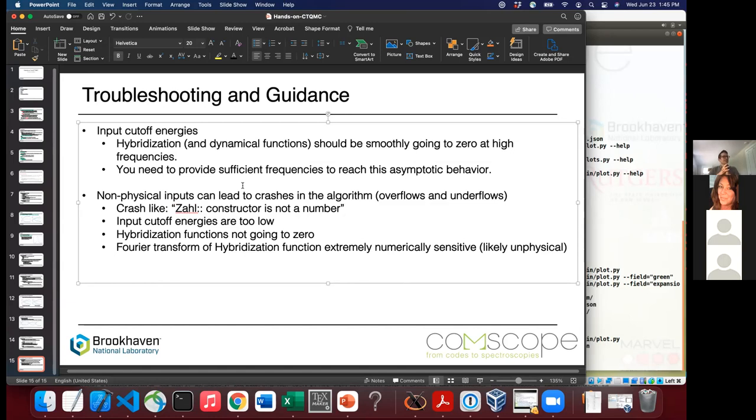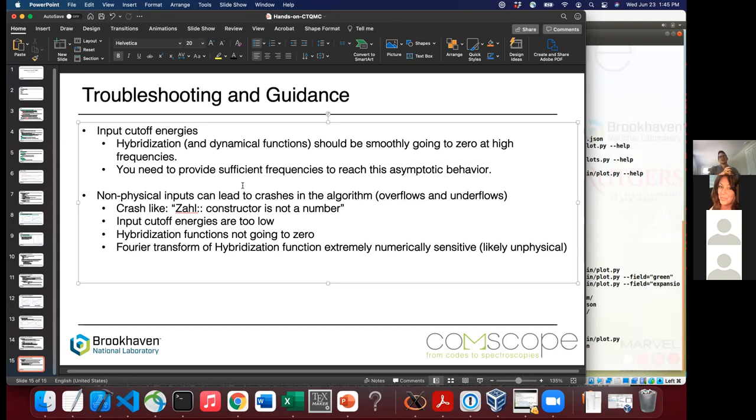This is a good question from Daniel. Is there a good rule of thumb for selecting the frequency cutoff for the tails? Does it vary a lot with materials? In my experience, for measurements, going up to 10 to 15 electron volts is pretty good. It's usually good. And for the input hybridization functions, the same is typically true. There's not too much cost to going overboard with hybridization functions.